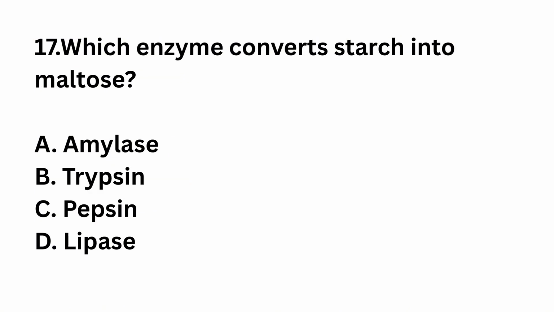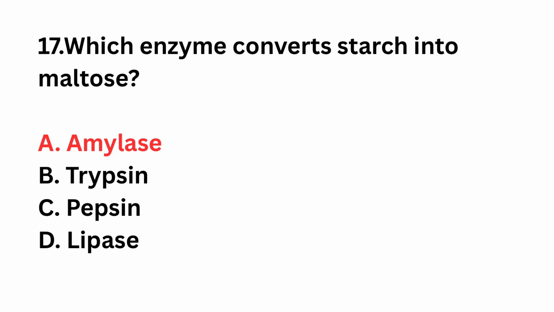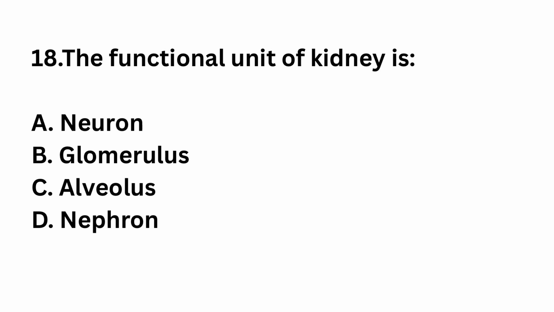Question number 17. Which enzyme converts starch into maltose? Amylase, trypsin, pepsin, lipase. The right answer is option A, amylase. Amylase initiates carbohydrate digestion.